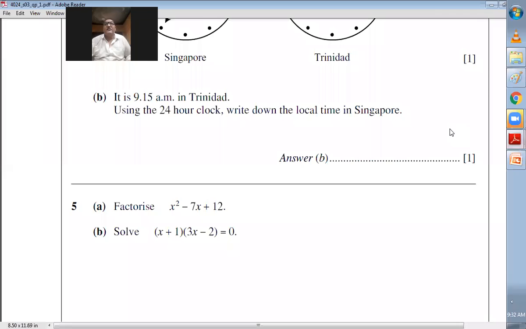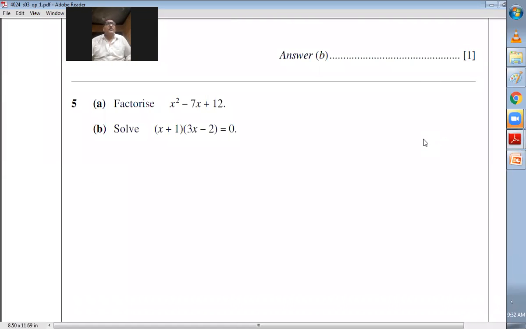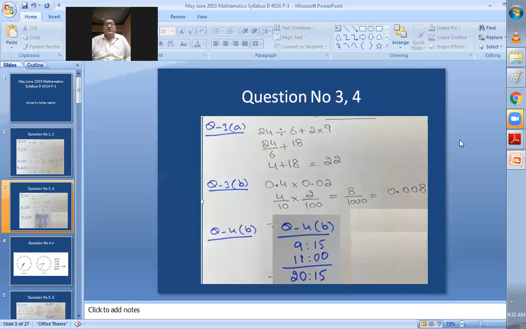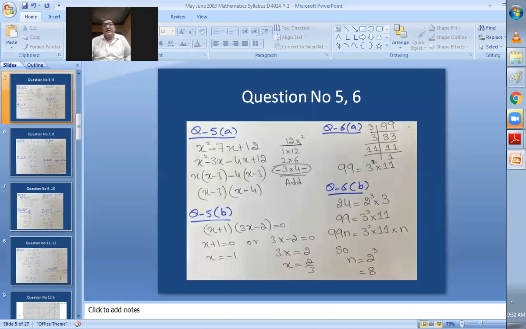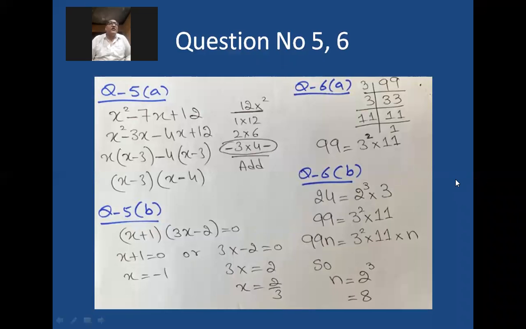The next part is question number 5. He says factorize x square minus 7x plus 12. I will multiply the extreme terms. I'm going to use the method of midterm breaking. Let me show you my work. This is question number 5A part on your screen. I will multiply the extreme terms, x square with the 12, so I will have 12x square.